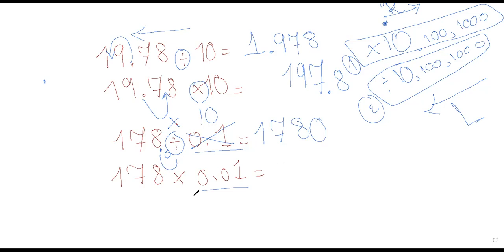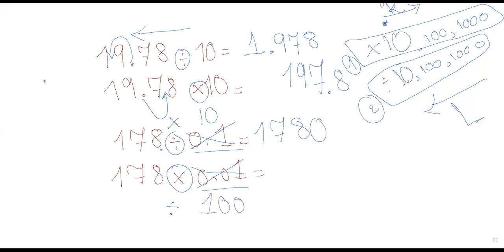Okay? Okay. 178 times 0.01. How we will multiply it by 0.01? The first thing, we reverse the equation. Bravo. Times will be divide. 0.01 becomes 100. We are dividing by 100.